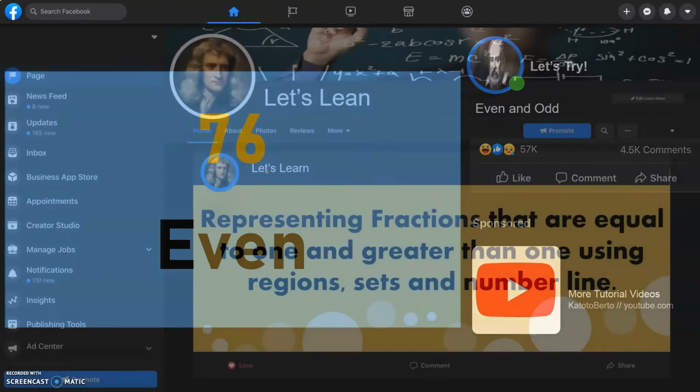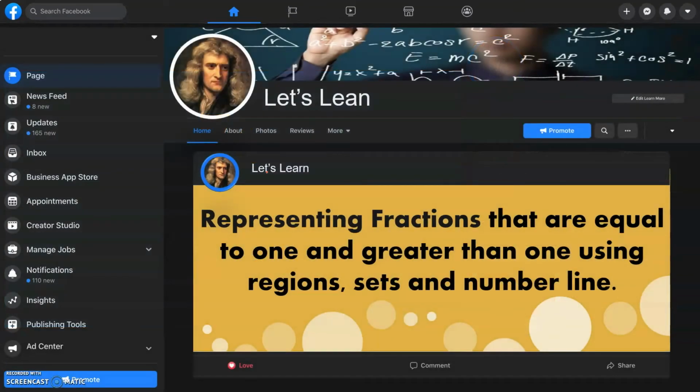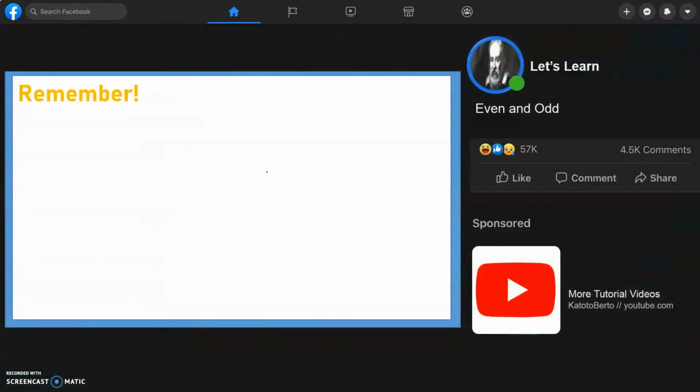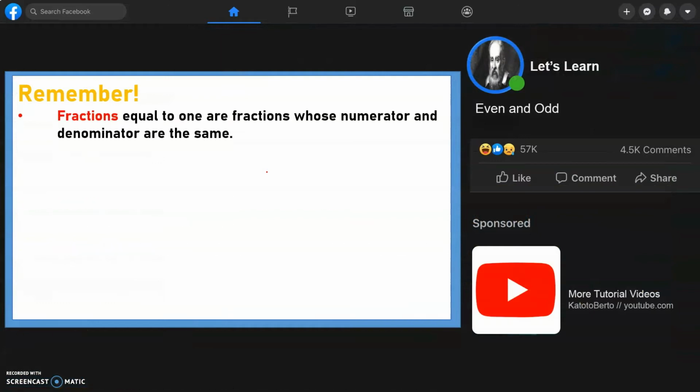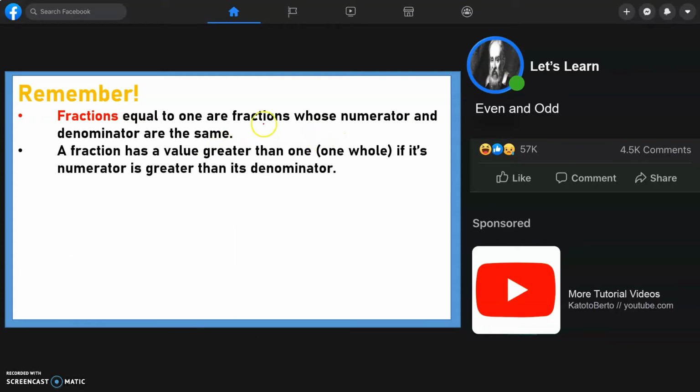Okay? So now, let's proceed in representing fractions that are equal to 1 and greater than 1 using regions, set, and number line. So always remember, fractions equal to 1 are fractions whose numerator and denominator are the same. A fraction has a value greater than 1 if its numerator is greater than its denominator.